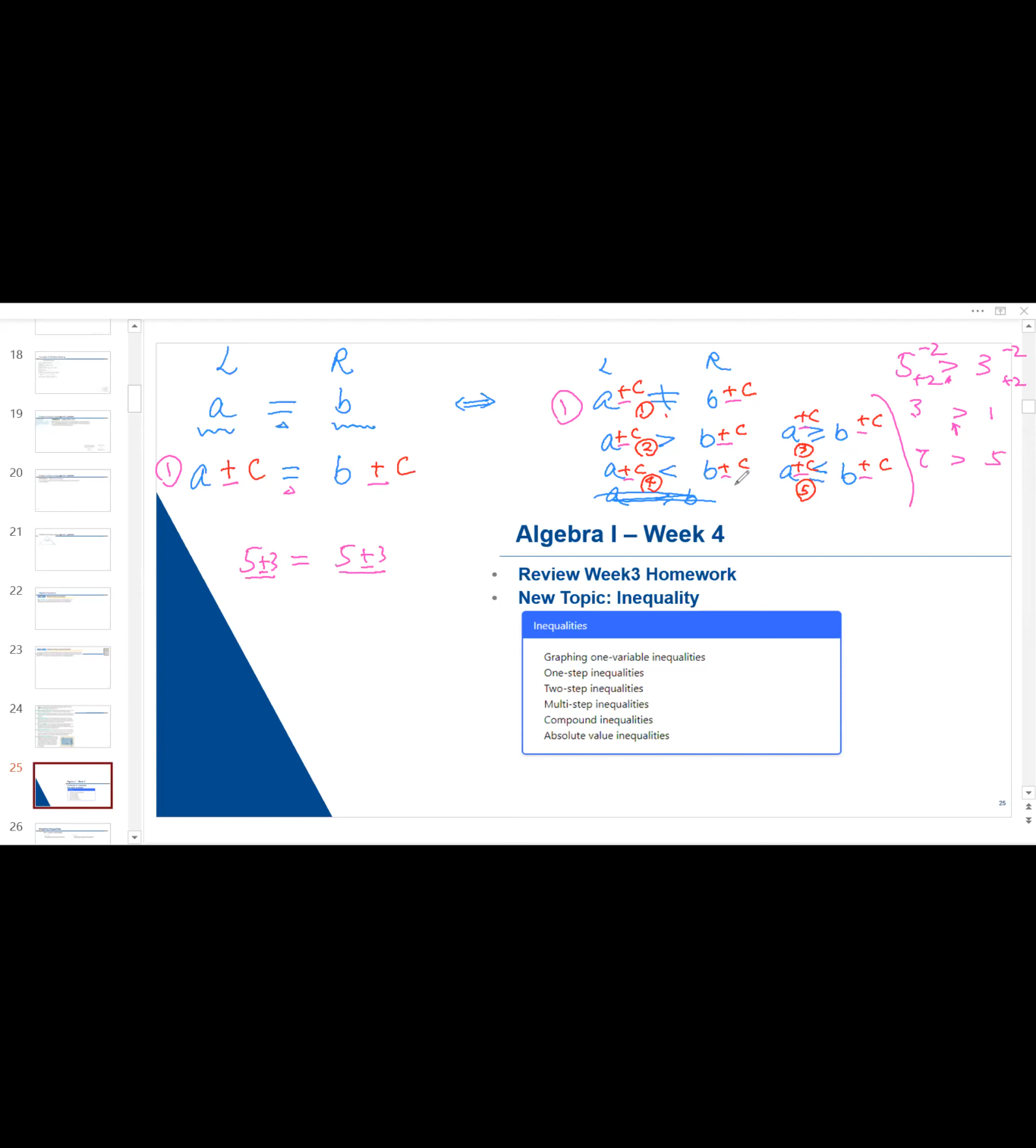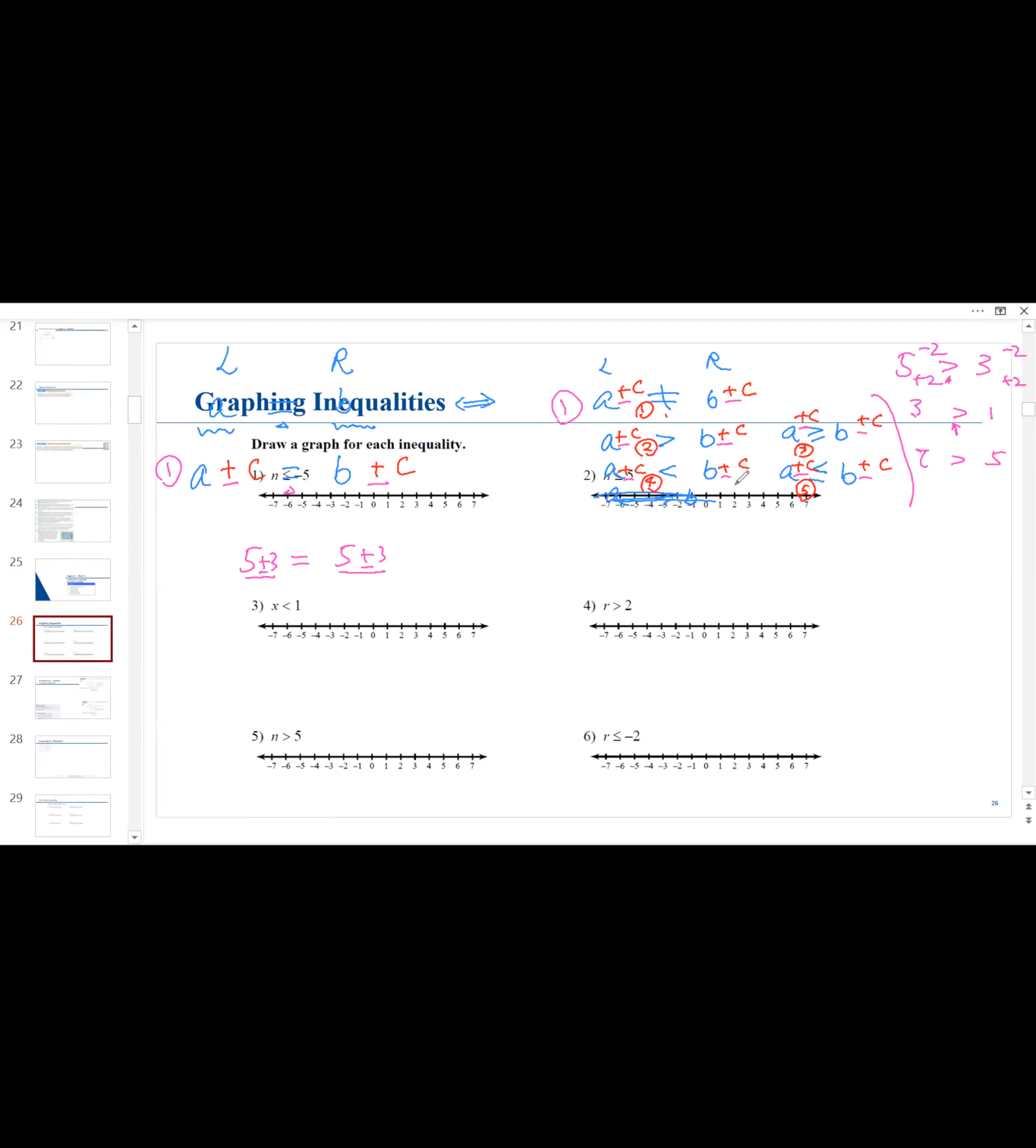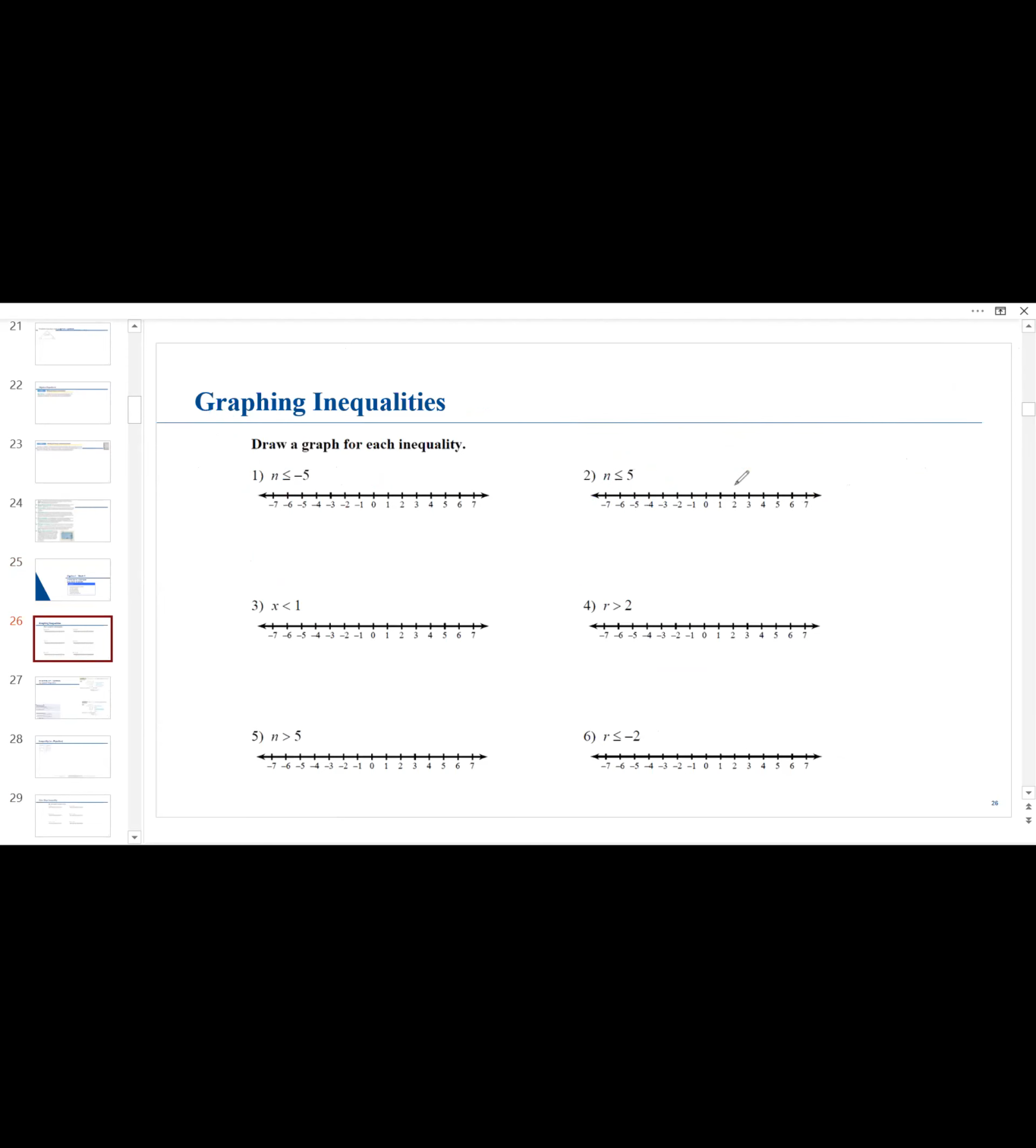All right, let's see some more examples. Firstly, let's see how to graph an inequality. Graphing inequality, right, let's see this one. n less than or equal to -5.